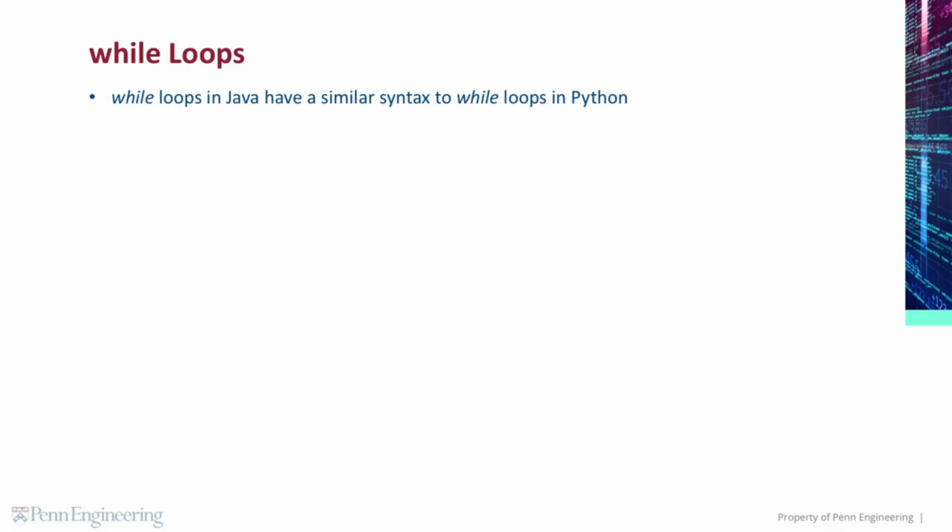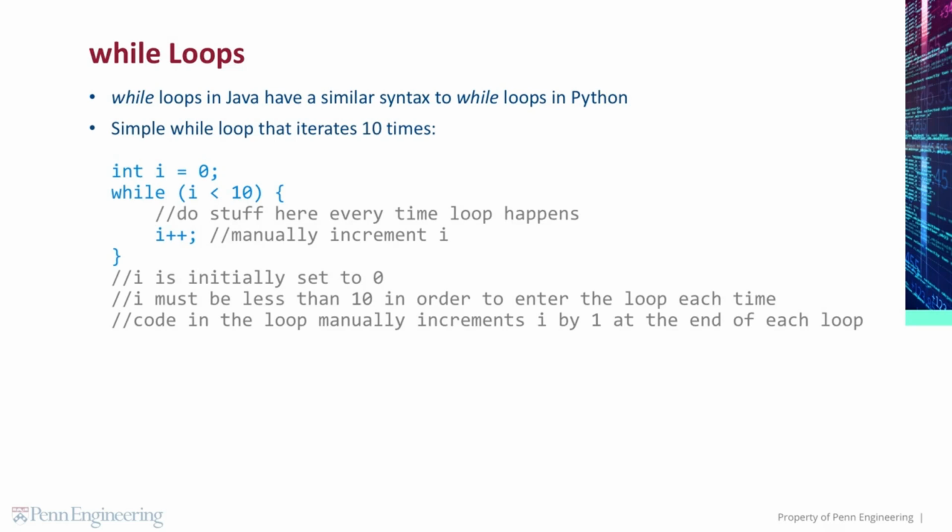While loops in Java have a similar syntax to while loops in Python. Here's a simple while loop that iterates 10 times. i is initially set to 0, i must be less than 10 in order to enter the loop each time, and code in the loop manually increments i by 1 at the end of each loop.